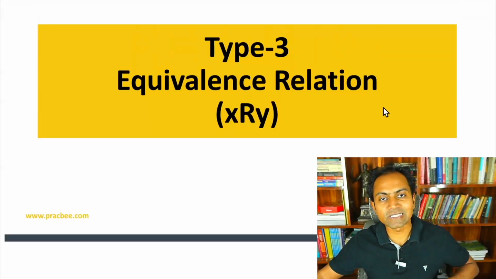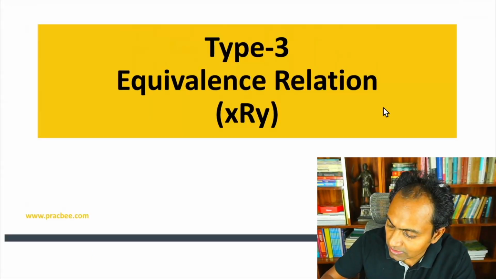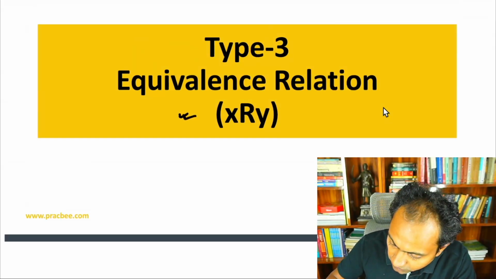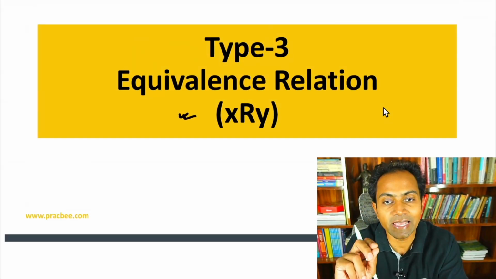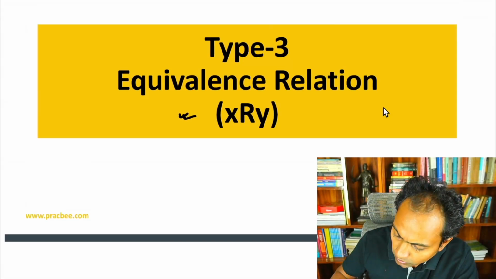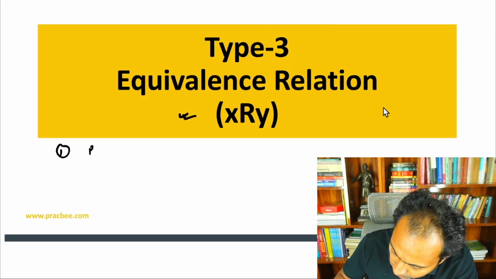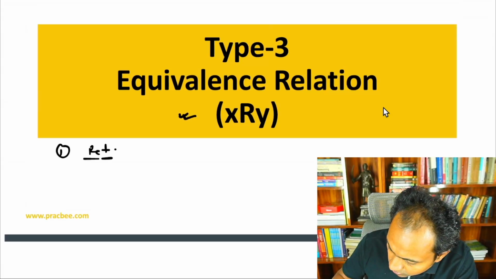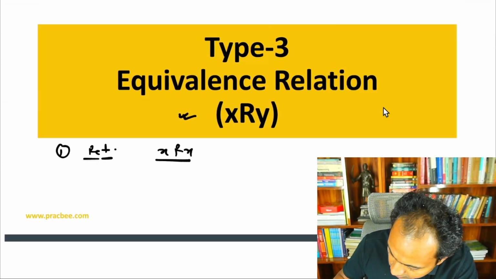Now let us look into this third problem type, which is based on equivalence relation again, but the representation of the relationship is different. It is written as X is related to Y. So what would this mean in terms of reflexive? X should also be related to X for all values of X belonging to set A.